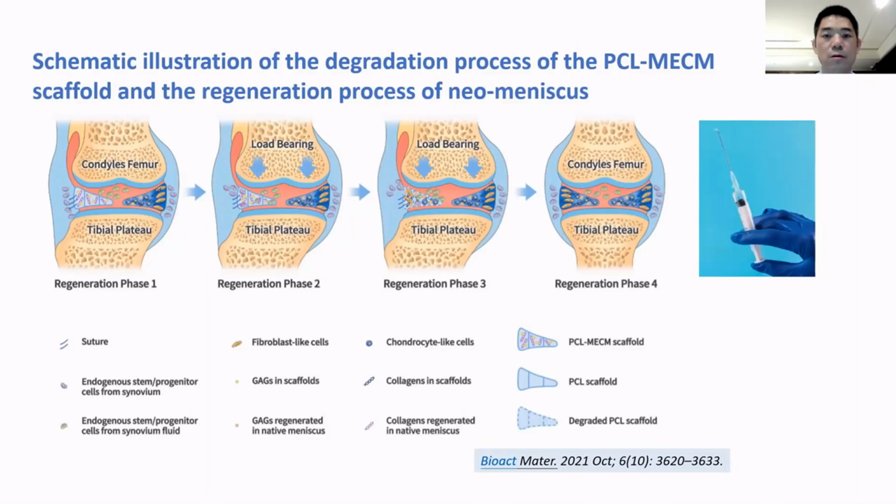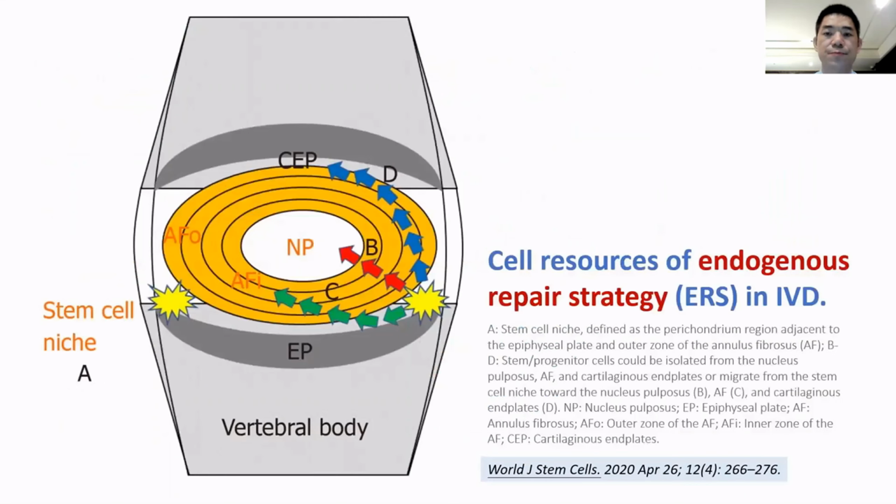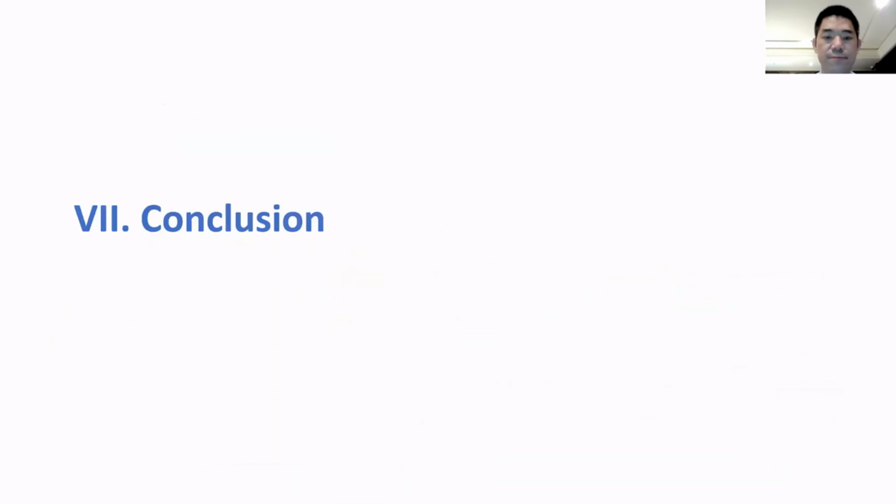Another example is meniscus regeneration. We can do image-guided injection in every single stage of meniscus regeneration. We also know, as pain physicians, the niche of intervertebral disc regeneration. So we know how to localize and deliver not only cells, but also injectable scaffolds.